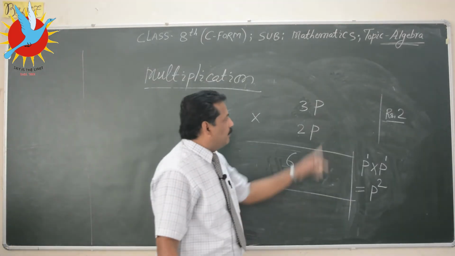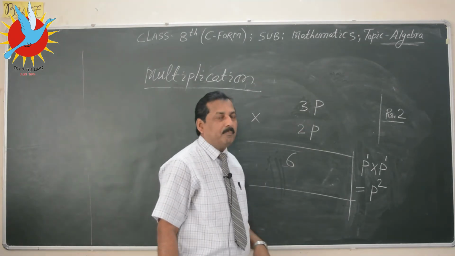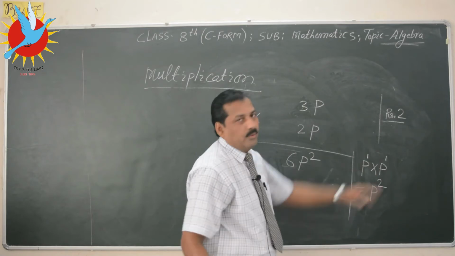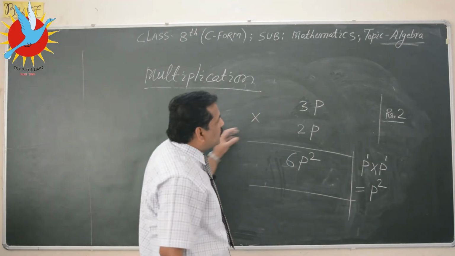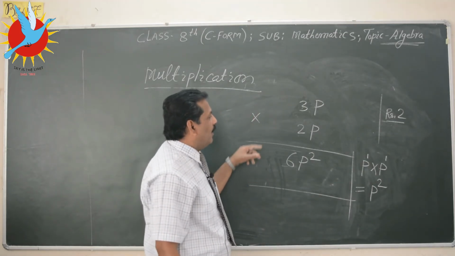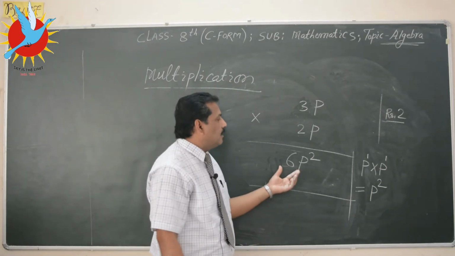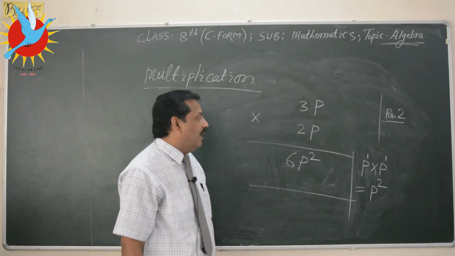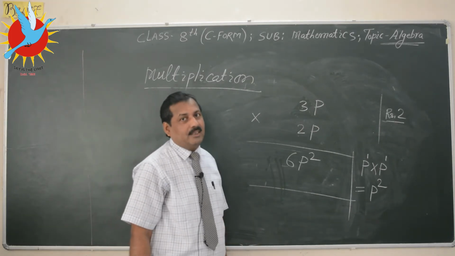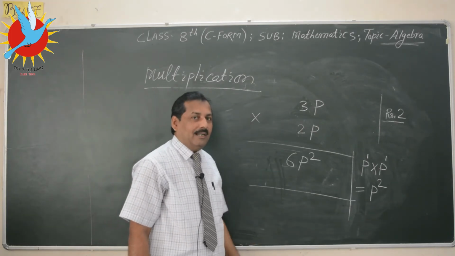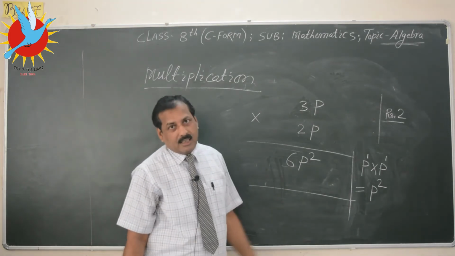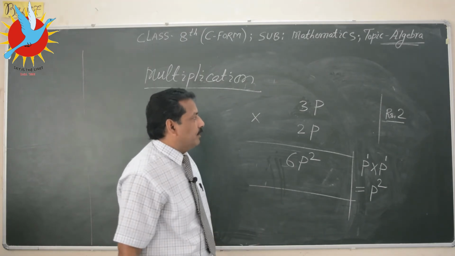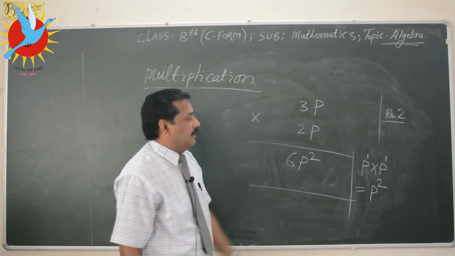So students, this p multiplied by p will be p square, going by this rule. So the multiplication of 3p by 2p gives us 6p square. This is algebraic multiplication. Now let us check its validity. Is it anything surprising, or is it a normal situation? Just the symbols are different.